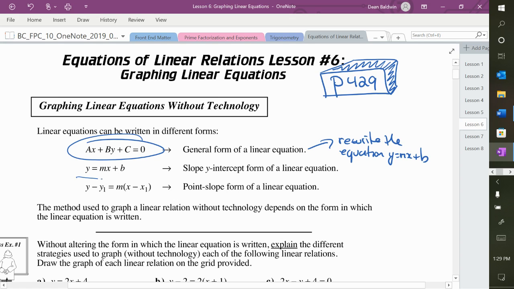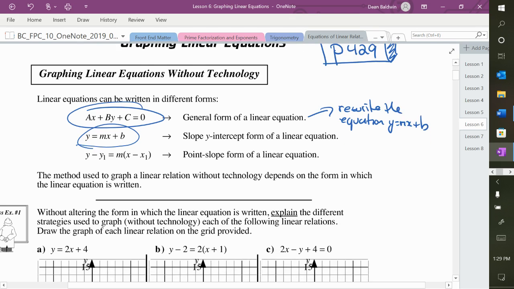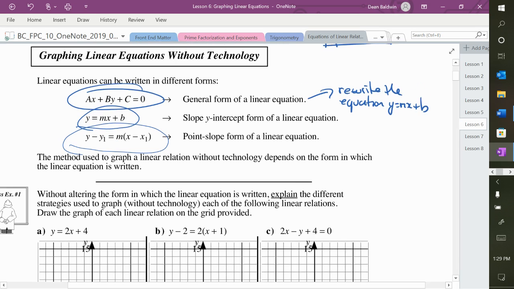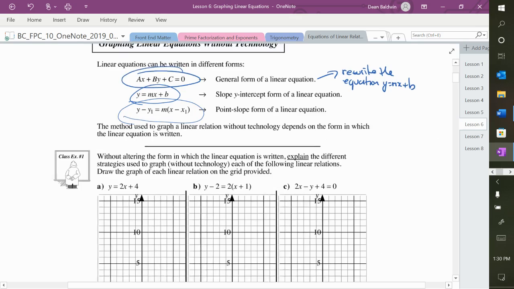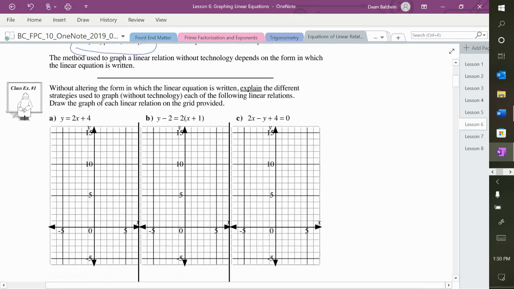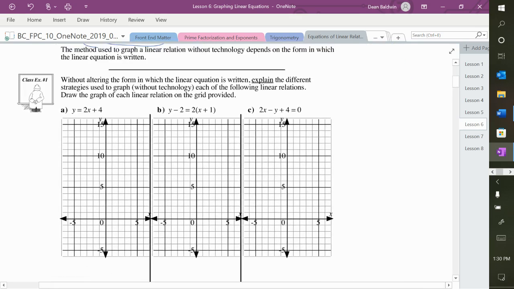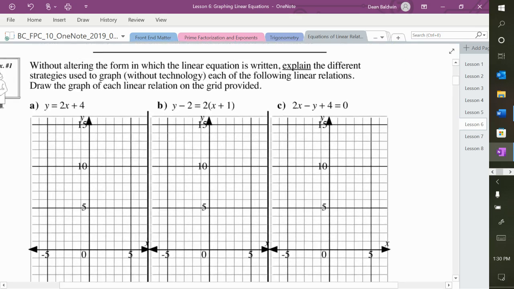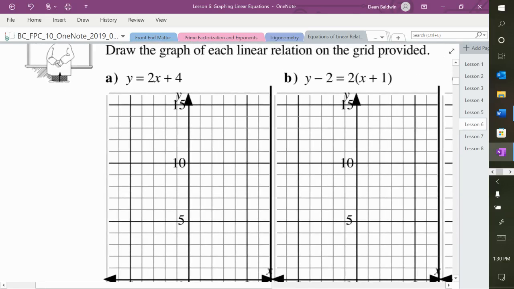If you have it in slope y-intercept form, y is equal to mx plus b, you can sketch it right off that. And if you have the point slope equation, you can also sketch it right off that. But if it's in standard form, rewrite it. For any question I give you, if it's in standard form, rewrite it. So here are our questions. Sketch these graphs. Let's just zoom in.